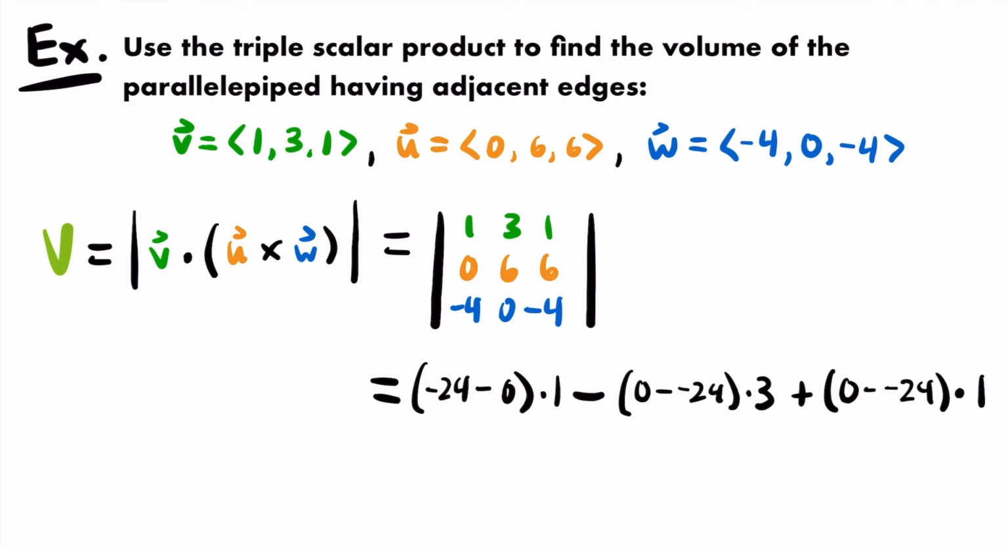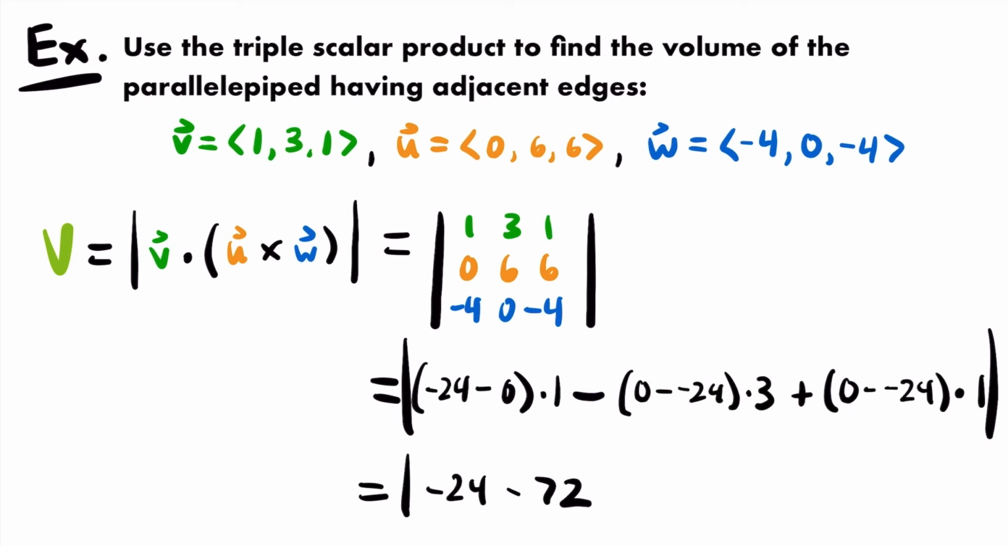Okay, but then don't forget, we are taking the absolute value of this calculation. So I'm going to draw in some absolute value bars here. And now if we simplify, this will be equal to -24 minus 0. That's -24 times 1. So we'll have the absolute value of -24 minus 0 minus -24. That will be 0 plus 24. So we have 24 times 3. 24 times 3 is 72. So we have minus 72 because we are subtracting that term.